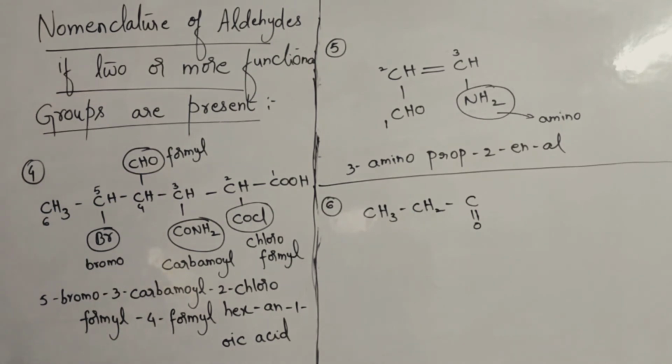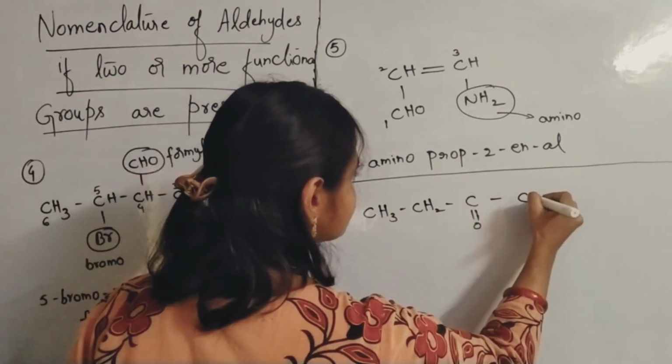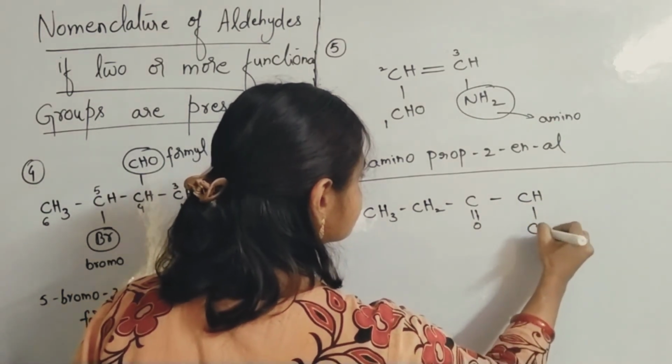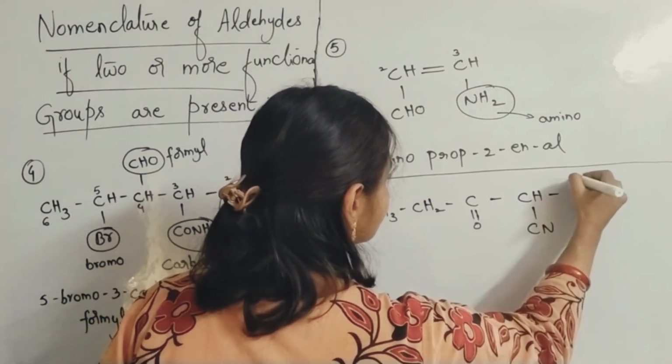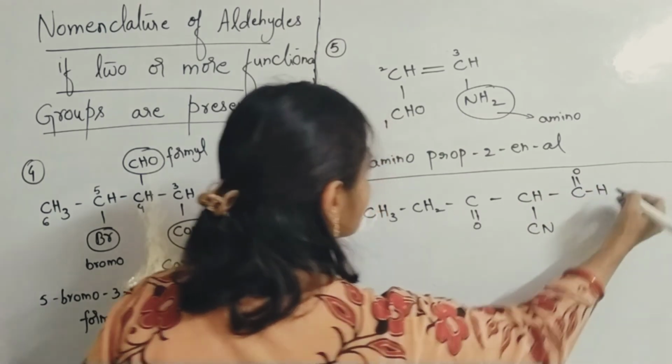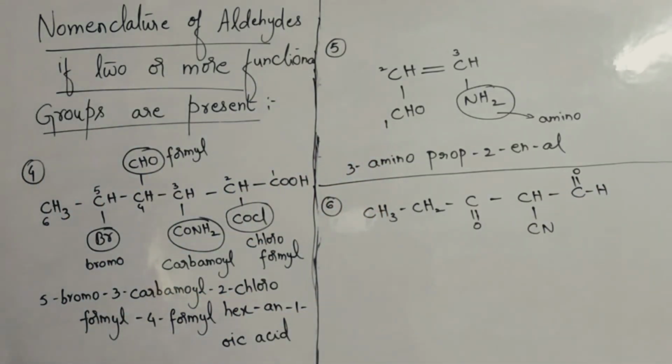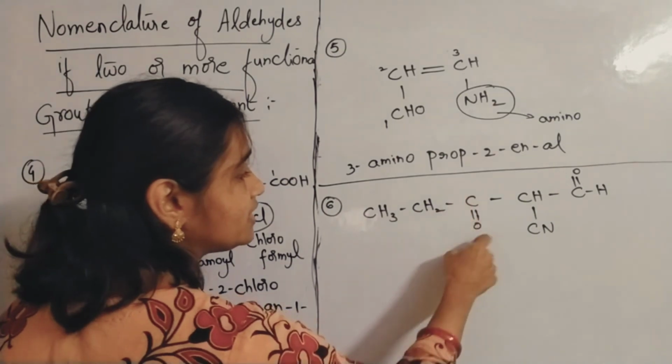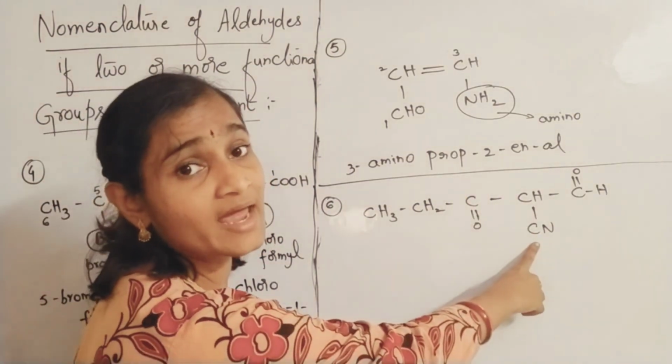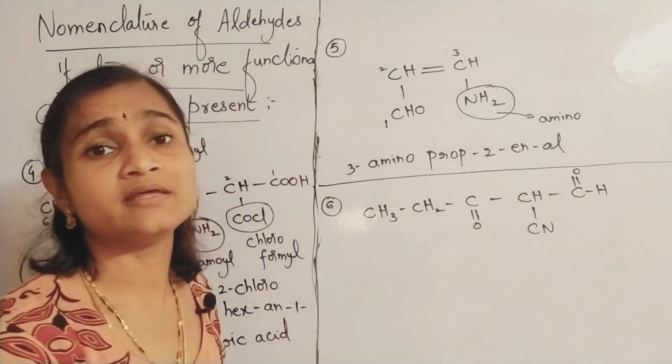CH3, CH2, C double bond O, CH, CN, C double bond O, H. What will be the name of this compound? What you are finding are functional groups. You are finding 3 functional groups, dear children. Here one ketone is there, one cyanide is there, and one aldehyde is there.